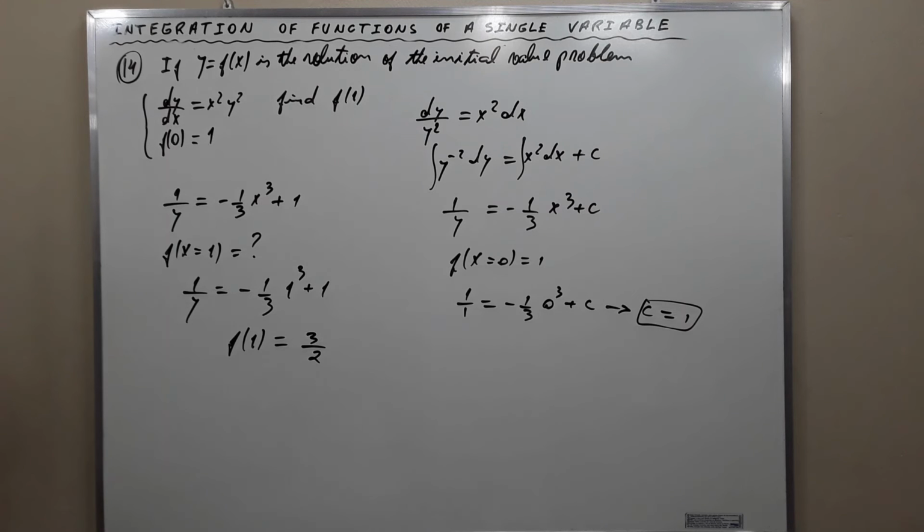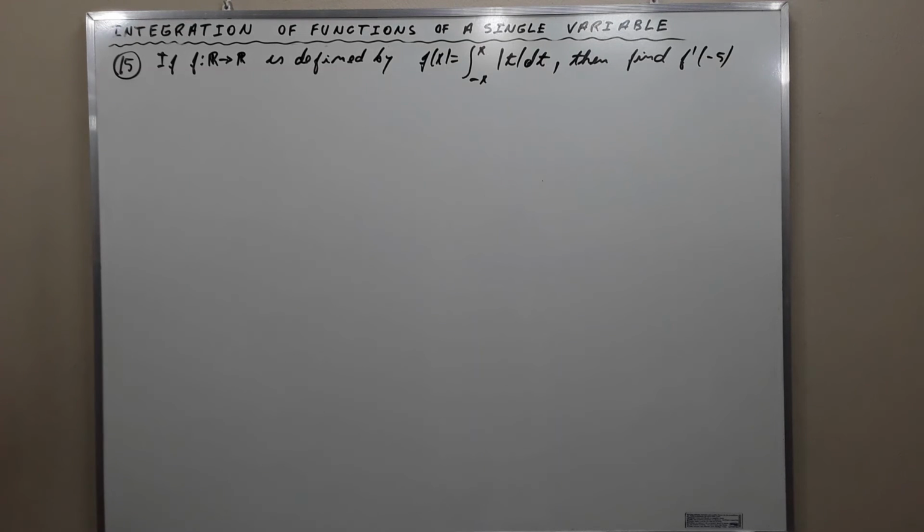And now let's go to the last exercise. That's exercise 15. The last and the most difficult one. Now let's go to the last question. Question 15. If f from R to R is defined by f of x equal to the integral from minus x to x of the absolute value of t dt, then find the value of the derivative of f when x is equal to -5. Alright, let's go do it.